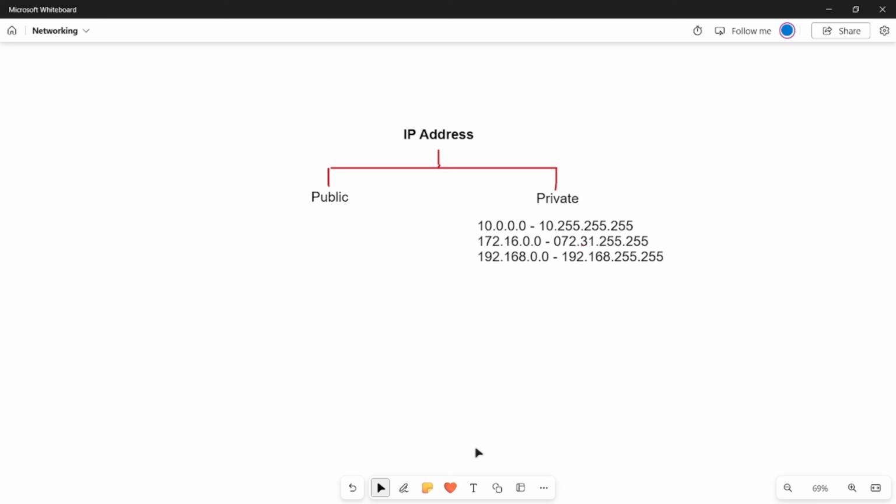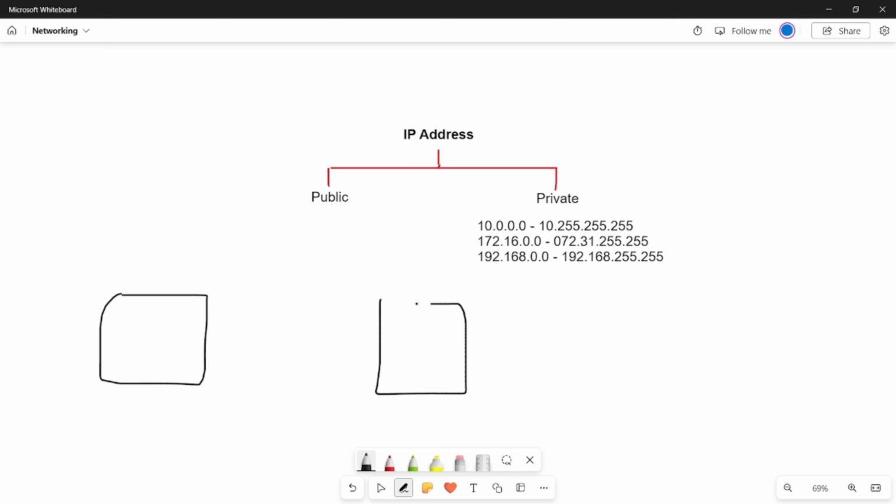So if we have two networks like this, this is network 1 and this is network 2. Imagine there is a PC containing 192.168.0.10, like this IP address, and there can be another terminal 192.168.10.0 in a different local area network which is created using private IP addresses. There can be the same IP addresses in different networks.